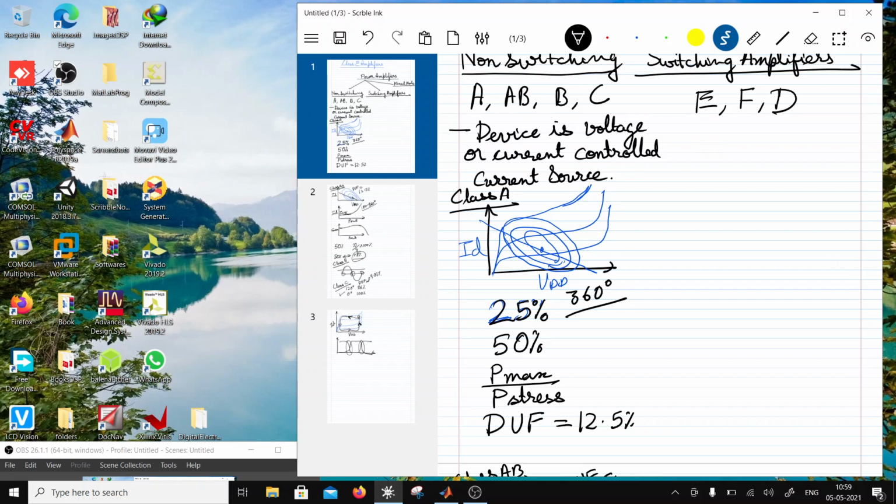A switch ideally is like this, under the control of a control signal. A switch ideally would have zero resistance when it is on and infinite resistance when it's off, right? So when the switch is off, because of the infinite resistance there is no current, right?